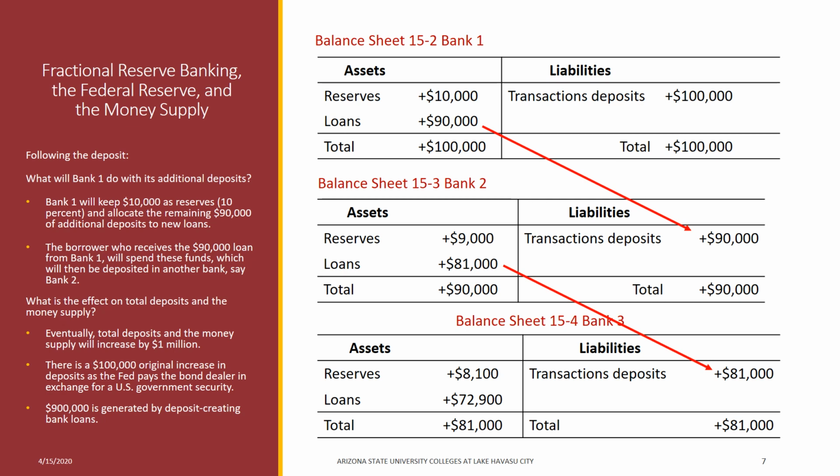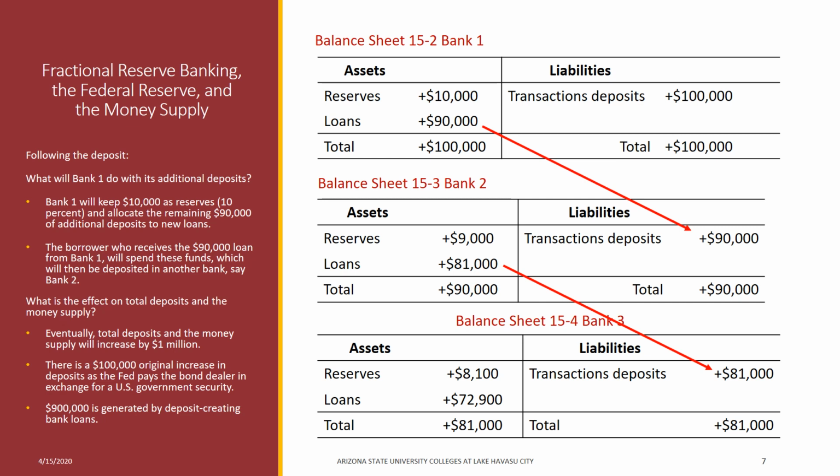And this deposit creation process continues. You can look at Bank 3's account in the balance sheet 15.4. Assume that the borrower is receiving an $81,000 loan from Bank 2 and spends this fund, which is then deposited at Bank 3. Transaction deposits and money supply increase by $81,000. Reserves of Bank 3 rise by 10% of the amount, that is $8,100.